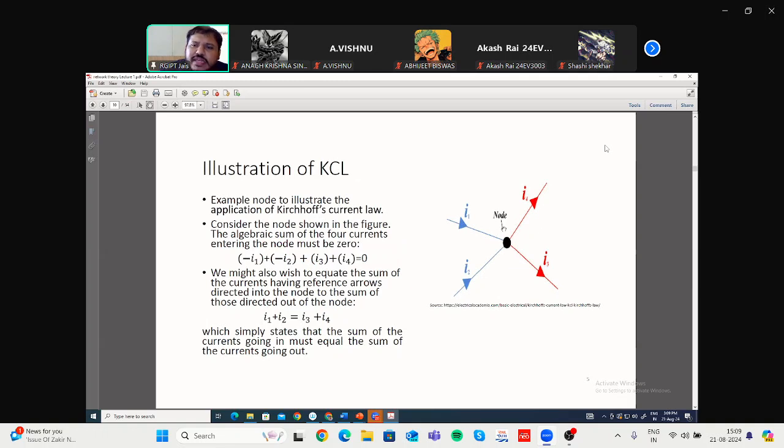So here we have seen that I1 is going into the node, so minus I1, I2 is going into the node, so minus I2, I3 and I4 are going out, so plus I3, I4. If you take the minus sign on the other side, on the right hand side of the equation, you are getting I3 plus I4 is equal to I1 plus I2. In either way, you can write the equation. Either in terms of plus and minus, or just take whatever is coming in equal to whatever is going out. Both are correct.